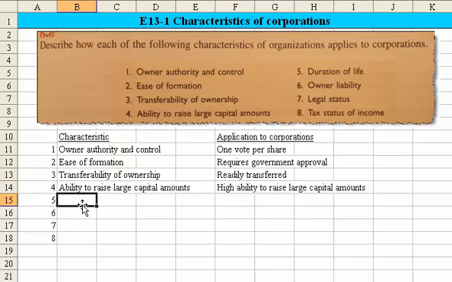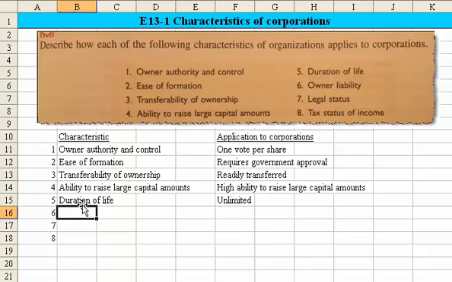Now, let's talk about the duration of life of a corporation, and simply one word describes this. It's unlimited. Corporations do not live and die with those that set up the corporations. They have an unlimited life, and so long as someone owns the shares, that corporation goes on in existence.